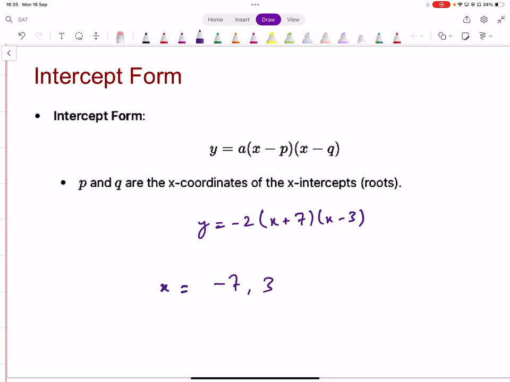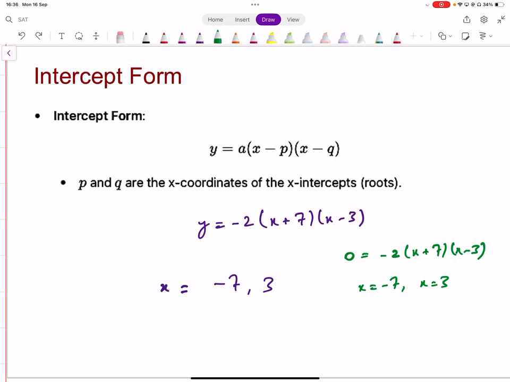We can write down the x-intercepts directly here. When you have a function of this form, we can write down the x-intercepts directly, because x-intercepts, how do you find them? You put y equal to 0. When you put y equal to 0, that leaves you with -2 into (x plus 7) into (x minus 3) equal to 0. x equals -7 or x equals 3. These are the values that you get from this. So in this form, you can write down the x-intercepts directly. Okay?